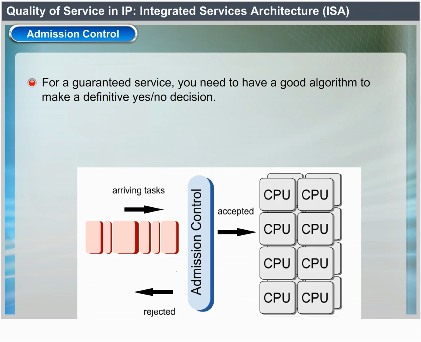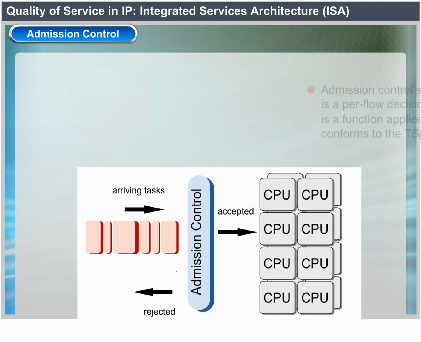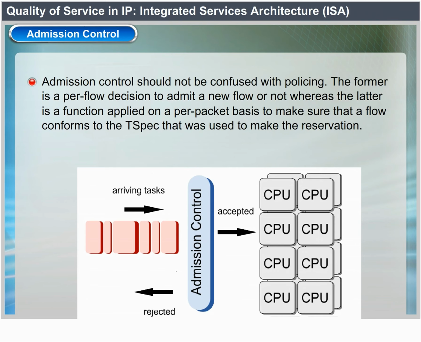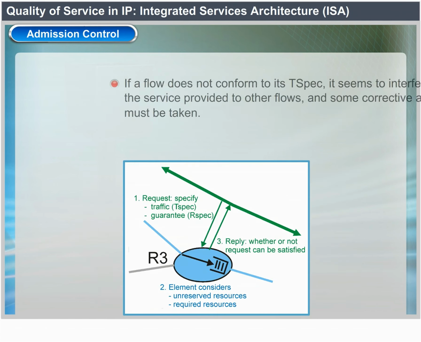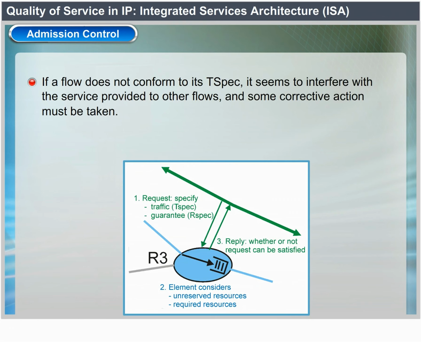Admission control should not be confused with policing. The former is a per flow decision to admit a new flow or not. The latter is a function applied on a per packet basis to make sure that a flow conforms to the T-spec that was used to make the reservation. If a flow does not conform to its T-spec, then it is likely to interfere with the service provided to other flows and some corrective action must be taken.